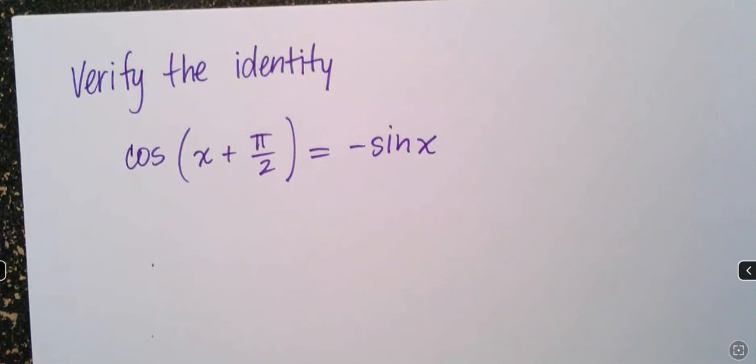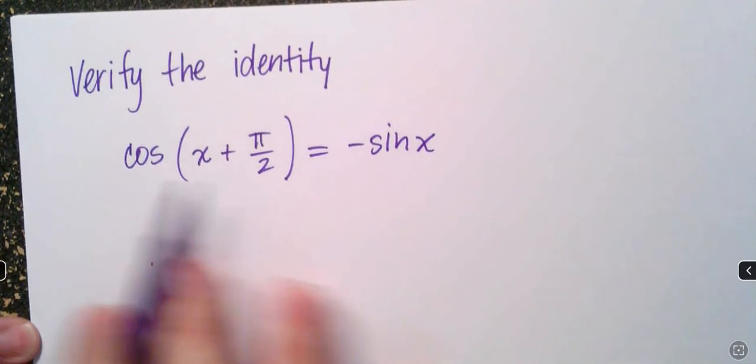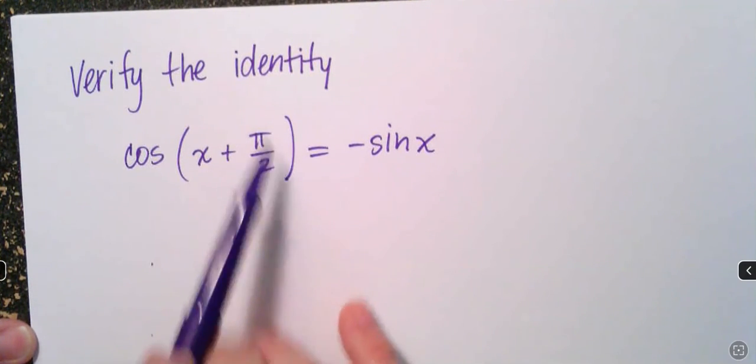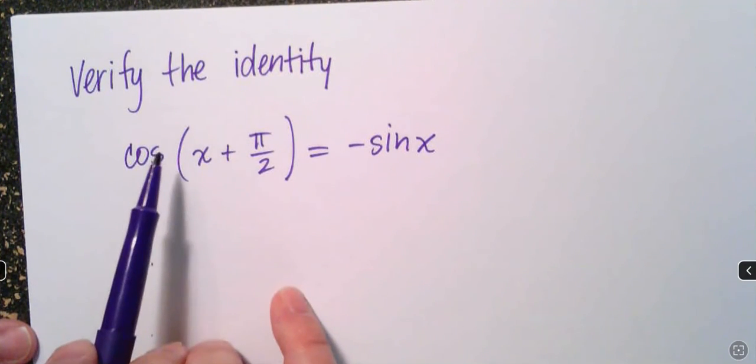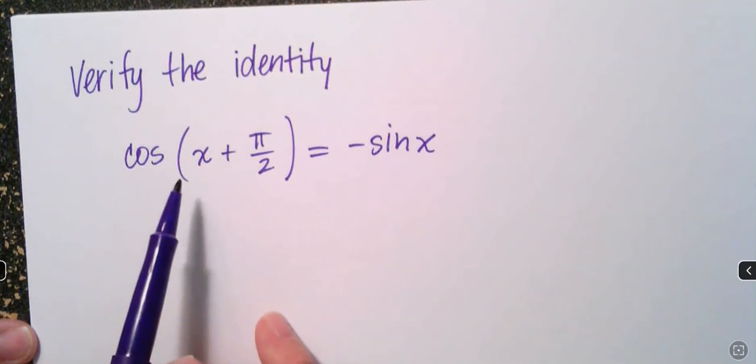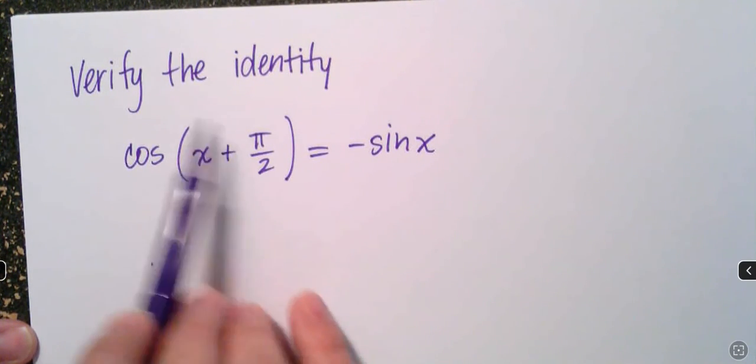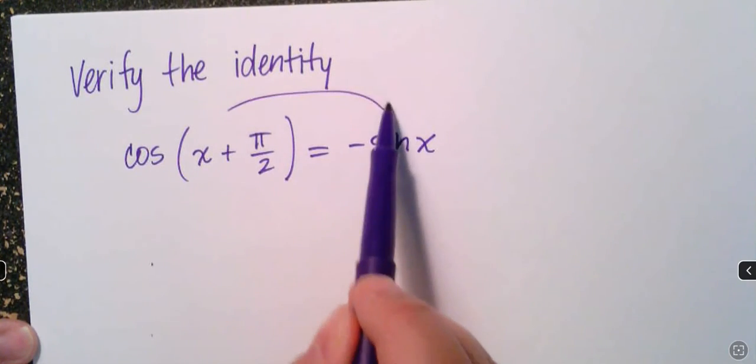Anytime we're verifying identities, we always start with just one side. We don't work with both sides like we do with equations usually. We start with one side, usually the more complicated side or the one that looks like it could be simplified. And a lot of times that's on the left, not always. Basically we simplify it, we apply whatever properties we know, we try and break it down and get it as simple as possible and figure out how we can get from there to here.